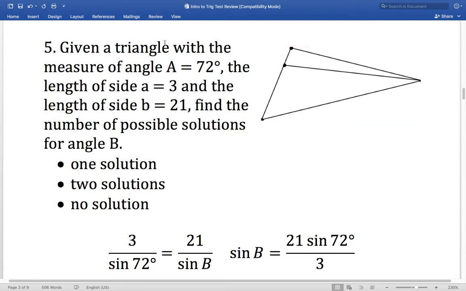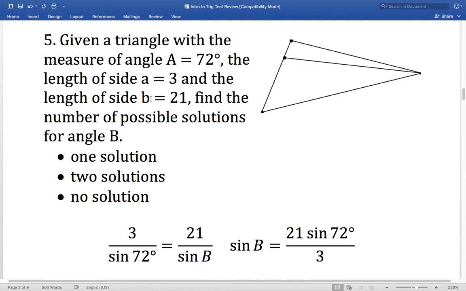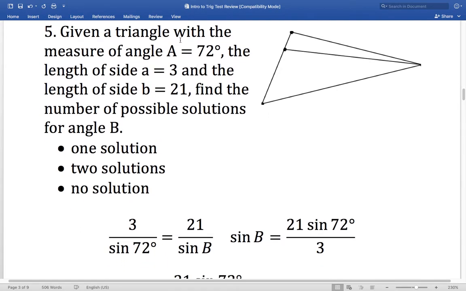Okay. So for the ambiguous triangle scenario, there's 3 possible situations. You could have just one possible solution, you could have 2 possible solutions, or you could have no solution at all. And so you just have to set up your law of sines ratios and plug it into the calculator and see what the calculator gives you.